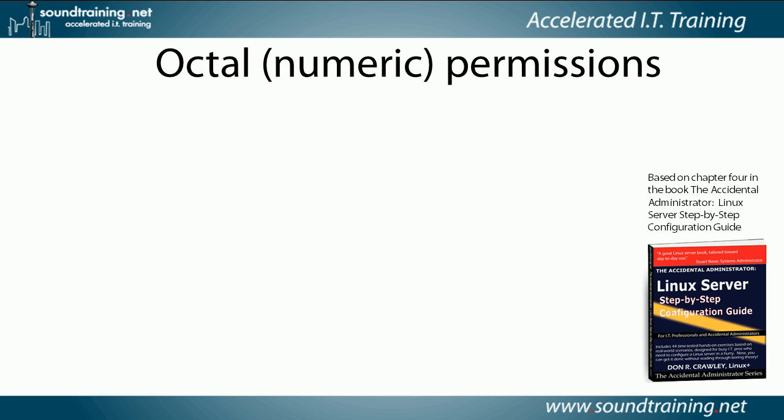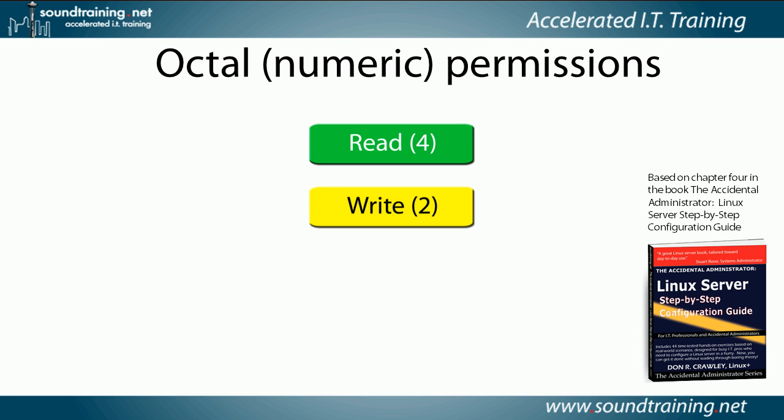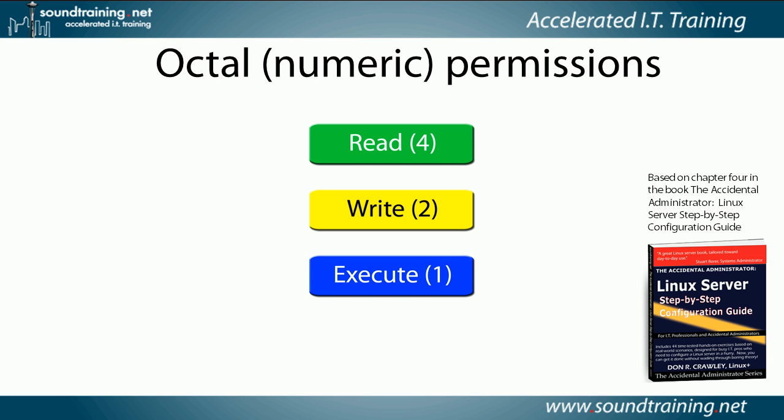We still have the same permissions. We have read, write, and execute, but now read is represented by a number, and it's the number 4. Write is represented by the number 2, and execute represented by the number 1. No access is represented by the number 0. And we can use these in various combinations. So, for example, if I want to give read, write, and execute permission to someone, I would type in the number 7, because 4 plus 2 plus 1 equals 7.